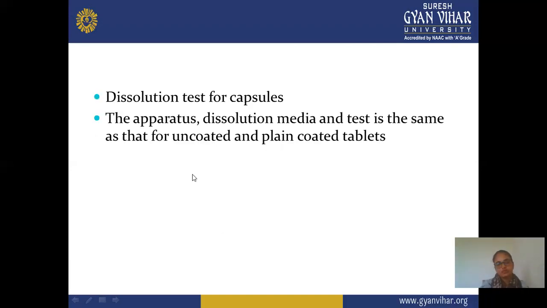Next is the dissolution test for the capsule. The dissolution test for the capsule is almost similar to a tablet. Instead of a tablet, you put in a capsule, and some readings may change due to the shell containing. In the capsule dissolution test, the apparatus, dissolution media and test are the same as for uncoated and plain coated tablets. There's a similar procedure for a capsule also. You perform these procedures the same as for uncoated and plain coated tablets.